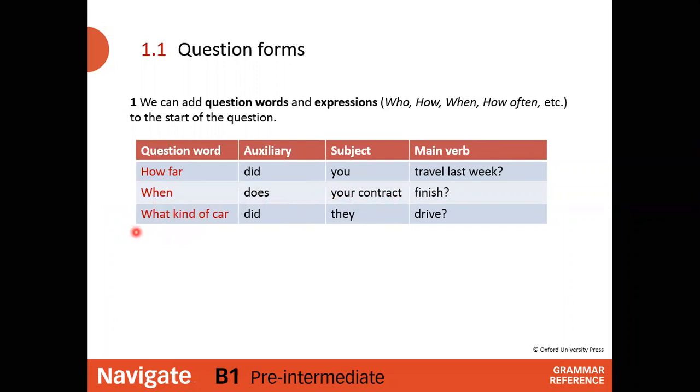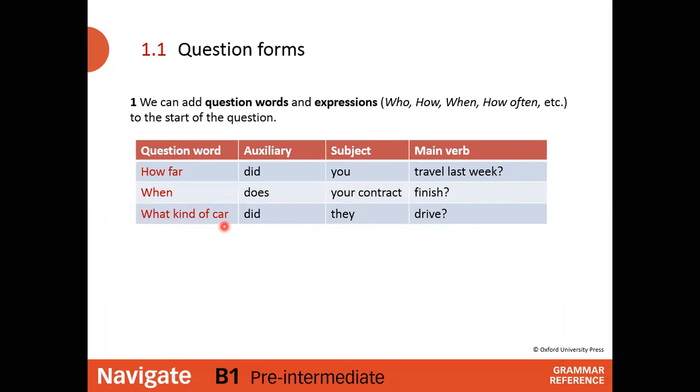All right. Next example. What kind of car did they drive? So I know that they drove a car to somewhere, but what kind of car did they drive? I don't know. That's why I'd like to know. I'm trying to clarify the kind of car they drove.